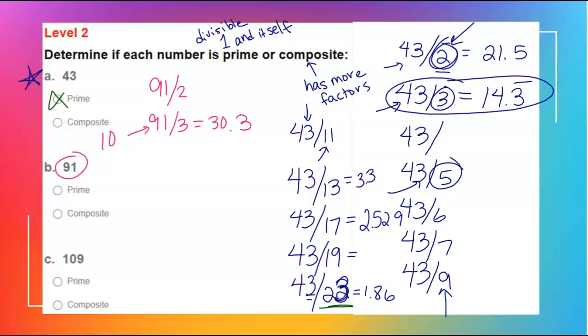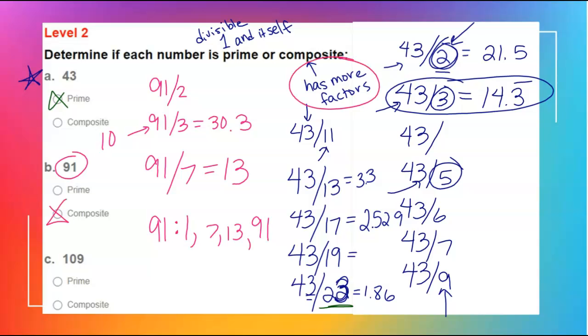91 divided by 7, whoa, there it is. 91 divided by 7 is 13. So you can actually stop right here right now, because 91 is not just 1 and 91 as factors, it's also 7 times 13. So this is composite because it has more factors than just one and itself.